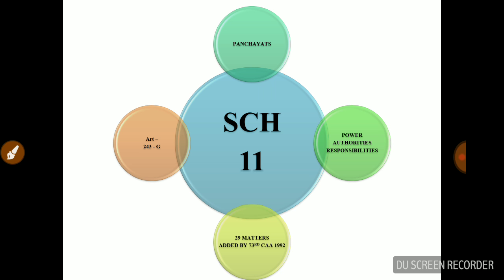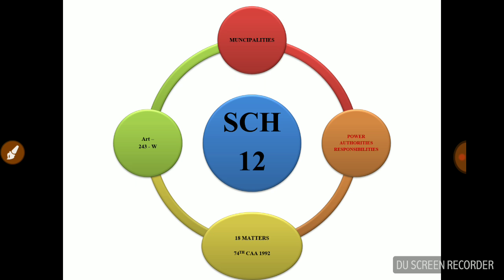Schedule 11 and Schedule 12 are associated with the Panchayats and municipalities respectively. Schedule 11 deals with Panchayat powers, authorities and responsibilities. There are 29 matters associated with Schedule 11. It was added by the 73rd Constitutional Amendment Act 1992, so it is very important, and the associated article is 243G. Similarly, Schedule 12 talks about municipalities, also covering powers, authorities and responsibilities. There are 18 matters associated with it. It was added by the 74th Constitutional Amendment Act 1992, and the associated article is 243W.